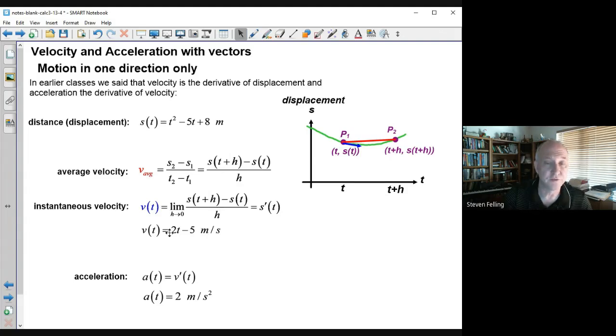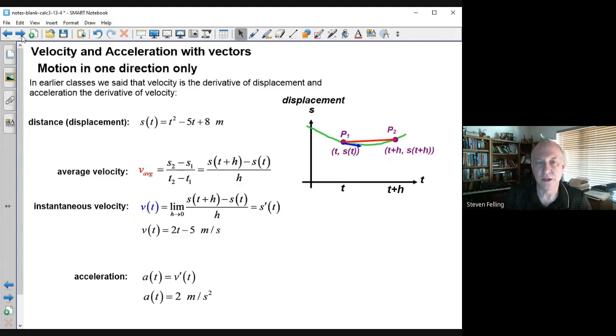And then we further said that if you take the derivative of the velocity, you get acceleration, because that's how fast velocity is changing, okay? And so if the displacement or distance was in meters and the time was in seconds, then velocity would be meters per second, and acceleration would be meters per second squared. Okay, so that's just in a single dimension, right?